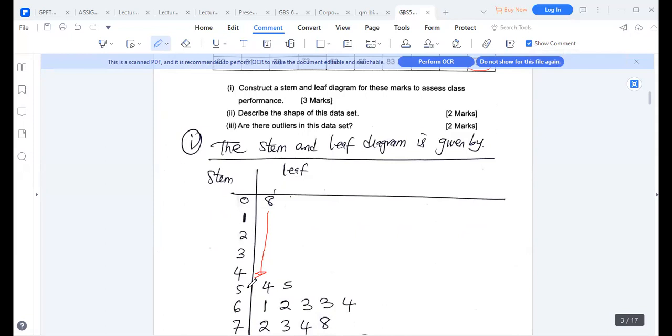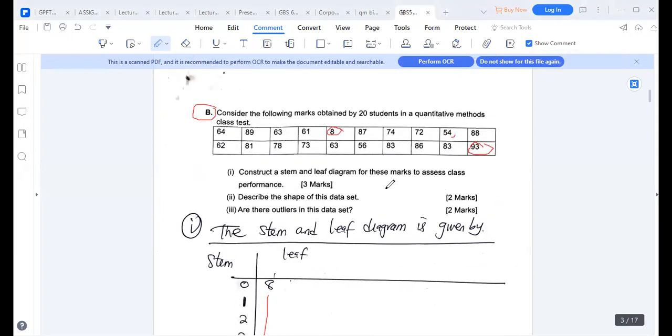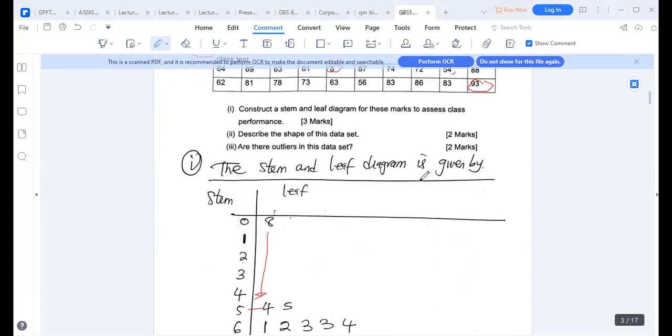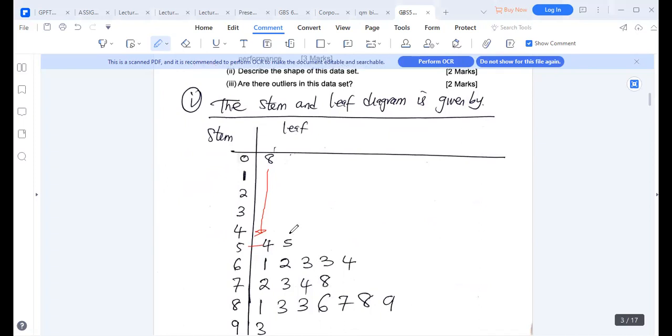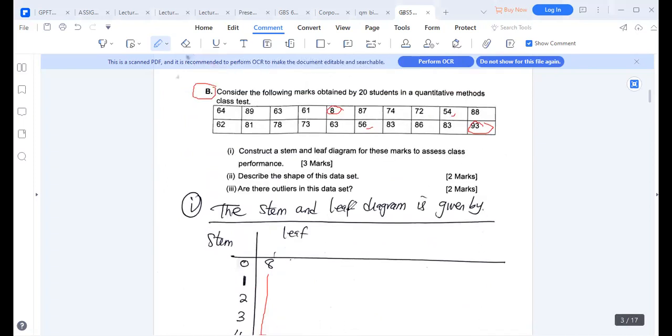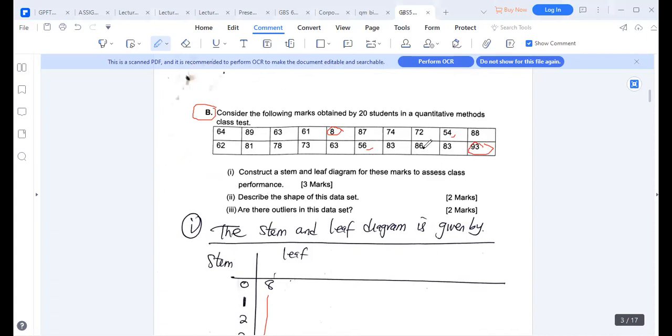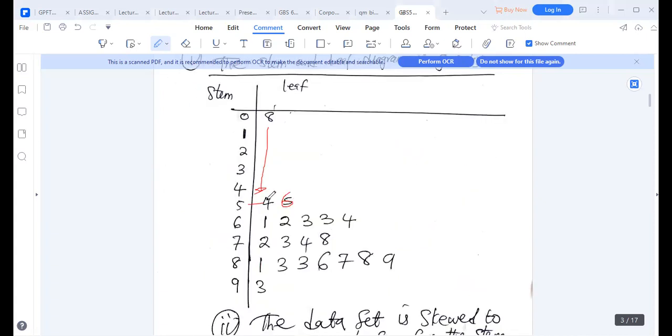So this is 54. Then we have the other one, 56. So 56 is what we have here. There's no 55 there. Then we have the other one, 61.